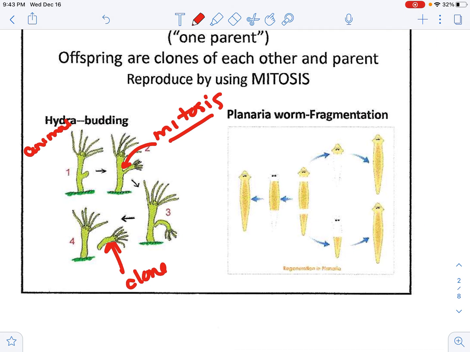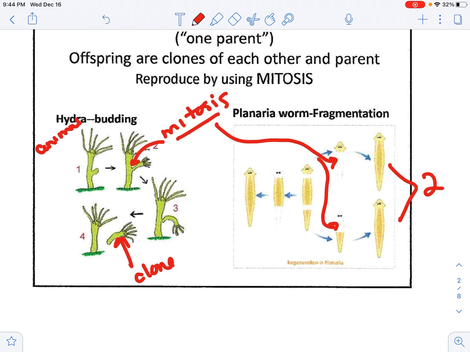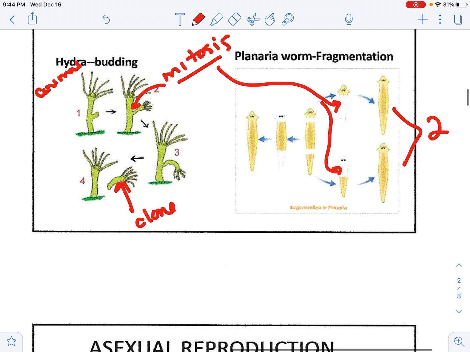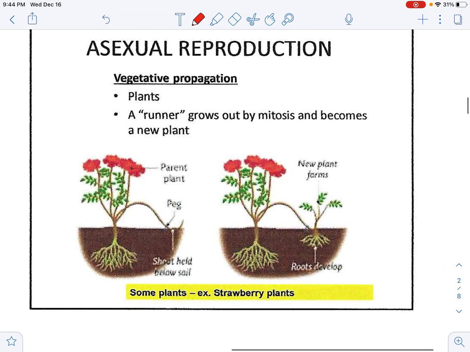Fragmentation, this is a little planaria worm, where basically you can cut it in half, and the head grows a new tail by mitosis, and the tail can grow a new head by mitosis, and then you end up with two. So it reproduced one worm into two worms just by cutting it in half and growing new cells by mitosis. So obviously, complicated organisms like ourselves, more highly evolved, this wouldn't work. It'd be too complicated.